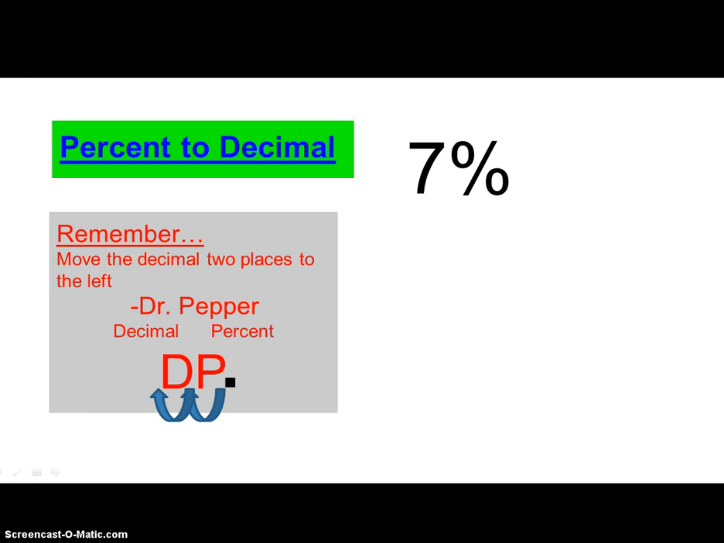Our next example is 7%. Just like before, we're going to start at the decimal point and go 2 places to the left. Since this number doesn't have a visible decimal point, put the decimal point at the end and move it 2 places to the left. Just like in our last example, we have one empty space and we need to fill that space with the 0. And our answer becomes 7 hundredths.